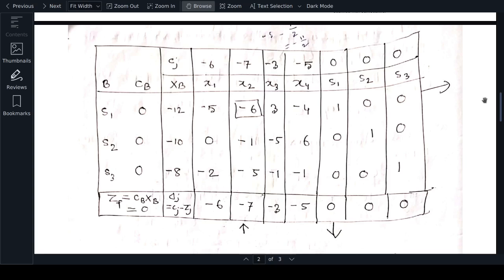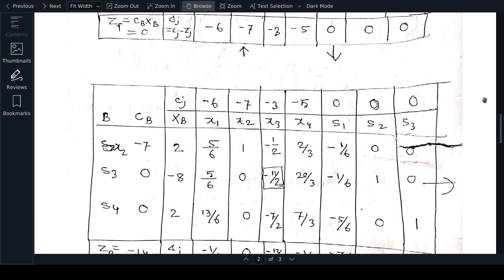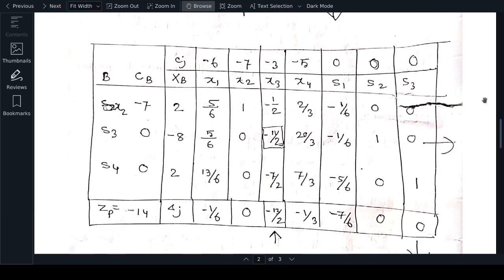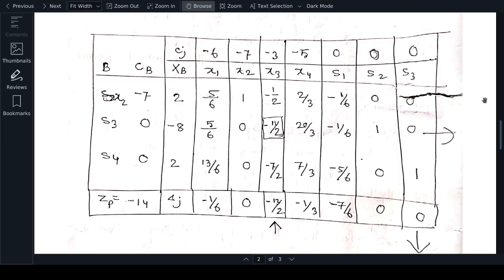So in the next table, S1 will go out and S1 is replaced by X2. So you go to the second table, and you fill up all these things: B, CB, XB, X1, X2, X3, X4, S1, S2, S3, and the CJ values. Then in the first row of B, S1 is replaced by X2. When we write x2, the coefficient of x2 in the objective function is -7. So in CB, this is -7.